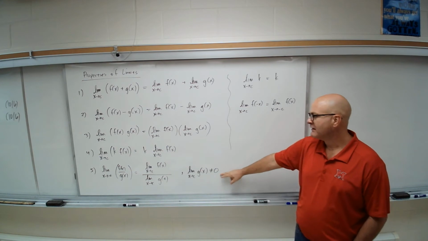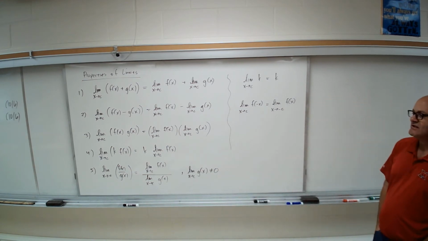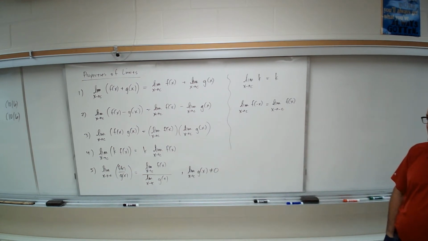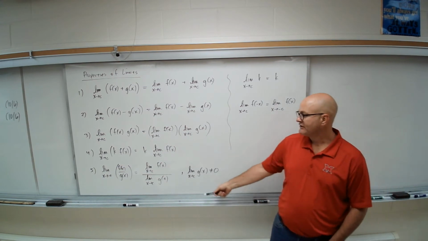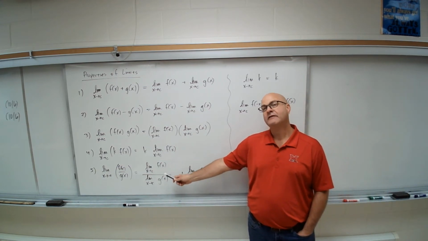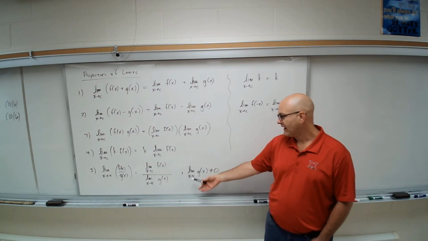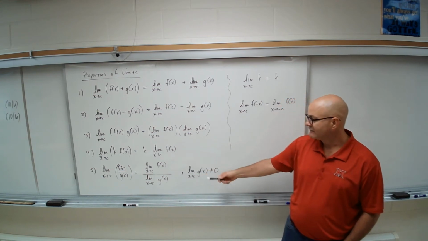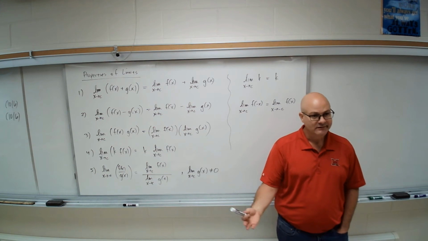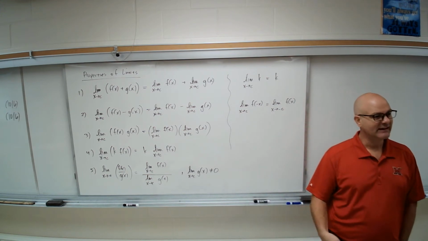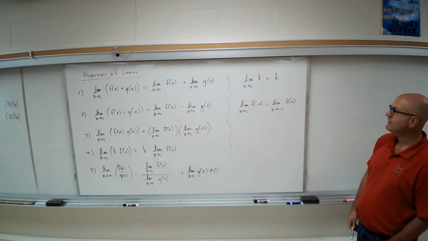Rule number 5 is the limit as x approaches c of f of x divided by g of x. Again, you can just take the individual limits and divide them, with the caveat that the limit as x approaches c of g of x can't be 0, because we still can't divide by 0, right? That's not a thing that we do.